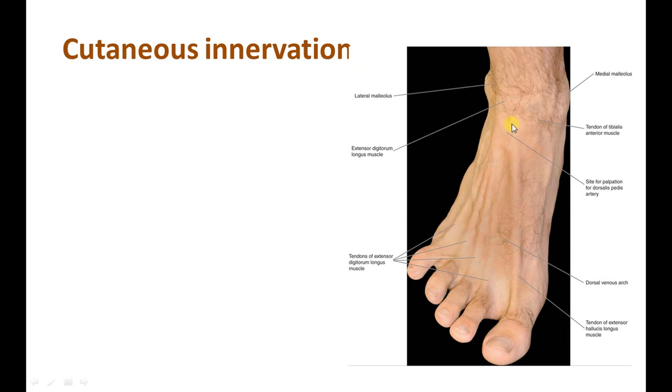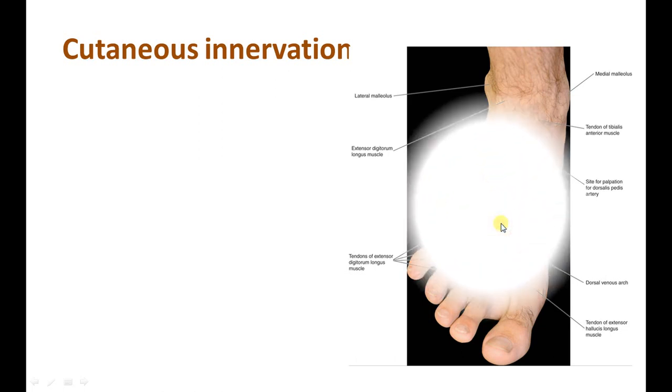Then one more artery you can palpate here on the surface, between the tendon of extensor hallucis longus and the first tendon of extensor digitorum longus: the dorsalis pedis artery. Okay, a very important artery, the dorsalis pedis artery, you will be able to see here.